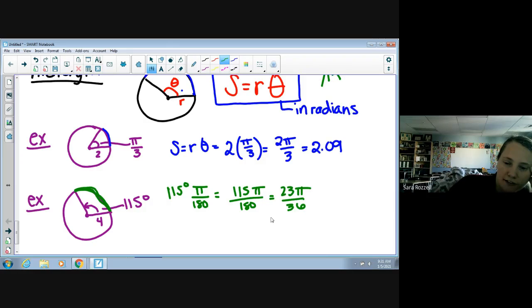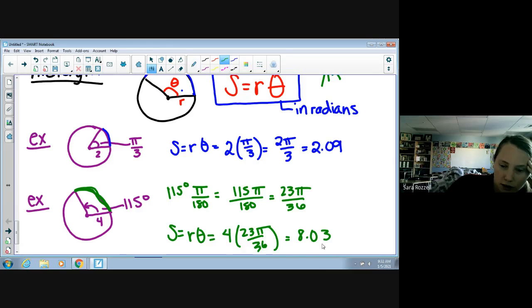You actually don't need to simplify it if you don't want to. You could use it unsimplified. It's going to be fine. So that's what it is in radians. Now I can use my formula. S equals R theta. R is 4. Theta is 23 pi over 36. And you put that in the calculator and you get 8.03. Or you could go ahead and rewrite, what would that be? 4 times, simplify, that's a 36, not 26. 23 pi over 9 is what it would simplify to.